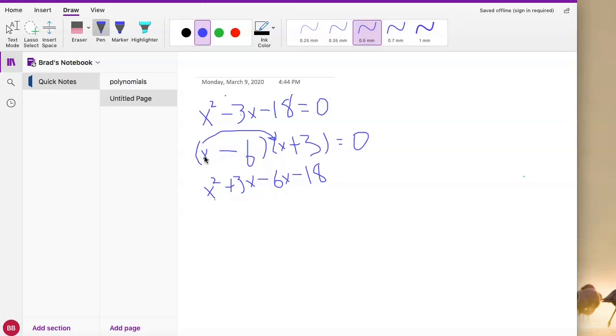So if x equals 6, then we have 6 minus 6 equals 0. So that's a good one, 6. And here we have negative 3. Negative 3 plus 3 would equal 0. So that's our solution.